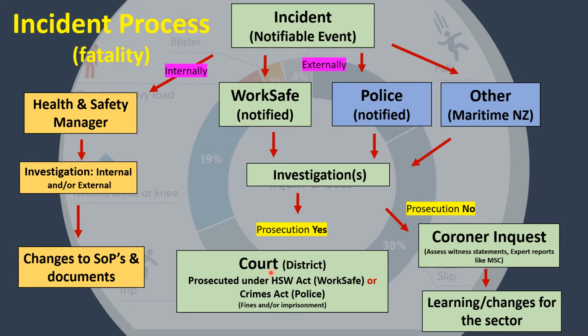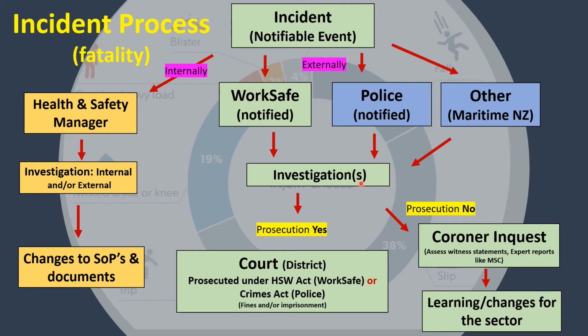Now, if they are prosecuted, it will go to the district court, and they'll either be prosecuted under the Health and Safety at Work Act through WorkSafe or through the Crimes Act and the police. Generally in workplace fatalities it usually falls under the Health and Safety at Work Act. So that's where they get prosecuted, and the fines and prosecutions under the new Act are a lot stiffer than the old ones.